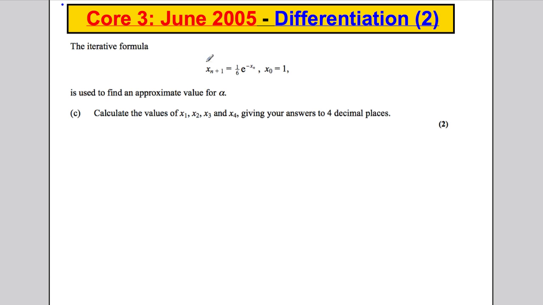Part C then says you've got the following iteration. The next one in the sequence is a 6th e to the negative of the one previously in the sequence, where x0 is 1. It says this is used to find an approximate value for alpha. Calculate the values of x1, x2, x3, x4. x1 would therefore be equal to 1/6 e to the negative x0, which is 1. You type that in your calculator.